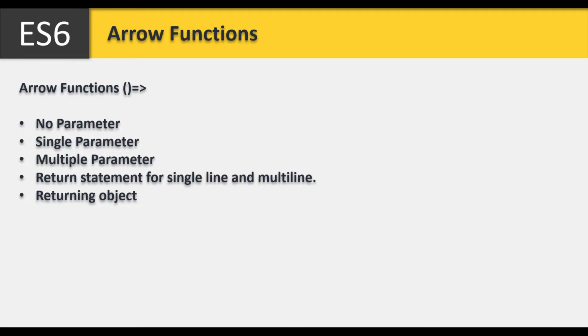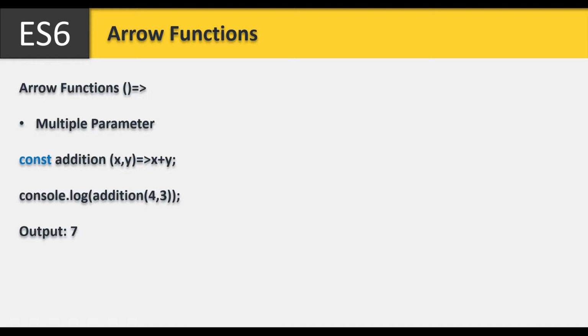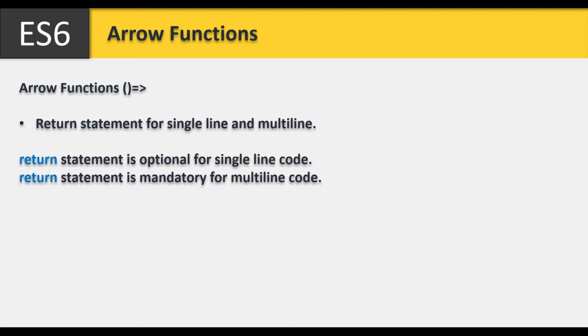So what we have checked till now: without parameter, then single parameter, where I can pass one parameter and manipulate that value, and then multiple parameters. Now moving to the next, return statement for a single line and multi-line. The return statement is optional for single line code and mandatory for multi-line code. Let me show how single line and multiple line code works.